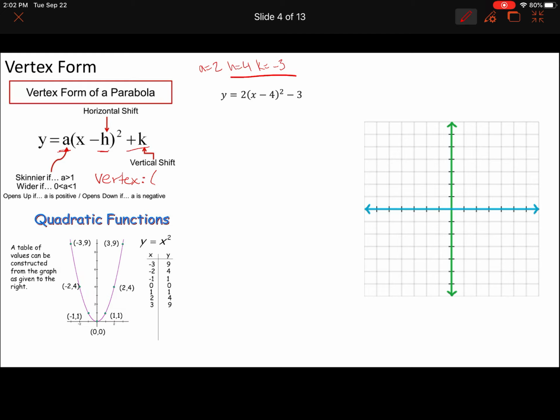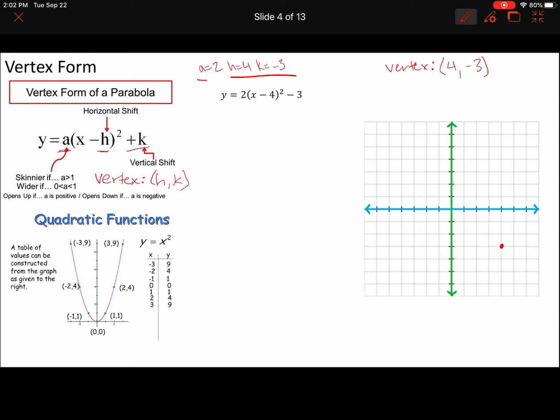So that H and K, those two letters right there, are going to tell us where our vertex is. That's why this is called vertex form, because if it's written in this format, it is so easy to see where our vertex is. So over here, my vertex for this example is going to be at (4, -3). I'll just put that right on the graph because I know where it is and I don't want to forget. So there you go, (4, -3).